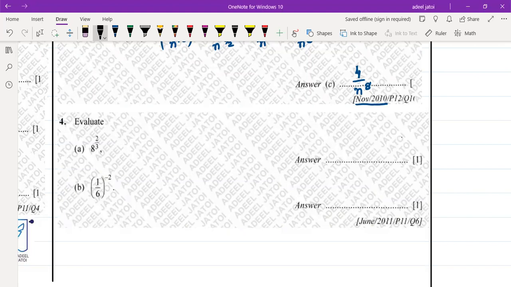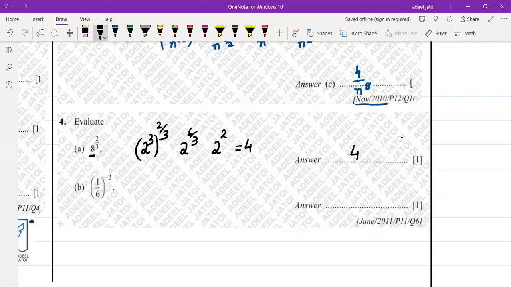Now this question is from June 2011, paper 1-1, question number 6. You need to understand that since 8 to the power 2 upon 3 is there, you need to know that 8 is 2 to the power 3. So we write 8 as 2 to the power 3, whereas 2 upon 3 is still there over the bracket. So now when I multiply, 3 times 2 will become 6, 6 upon 3 will become 2. So 2 to the power 2 will become what? 4.